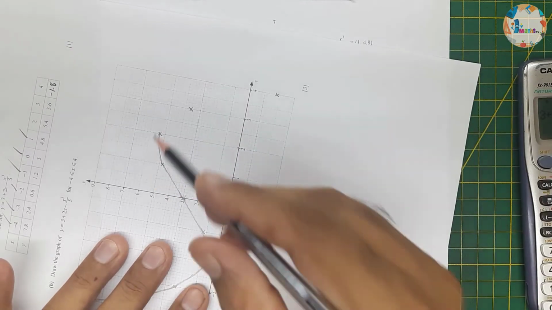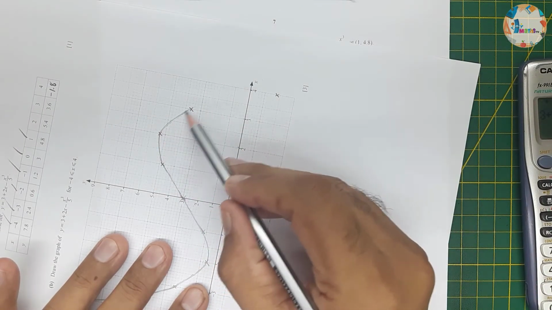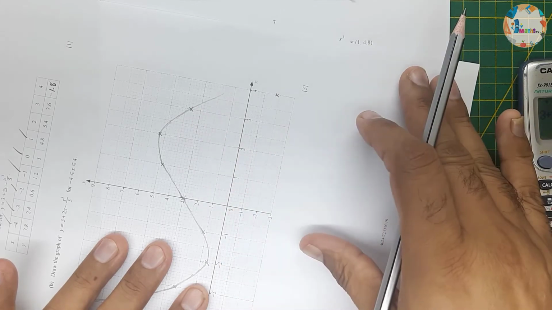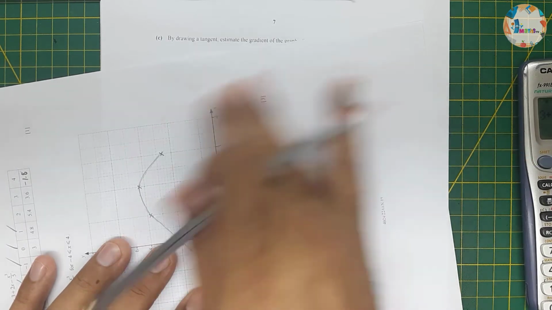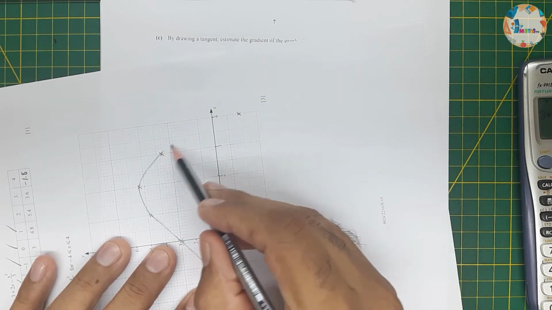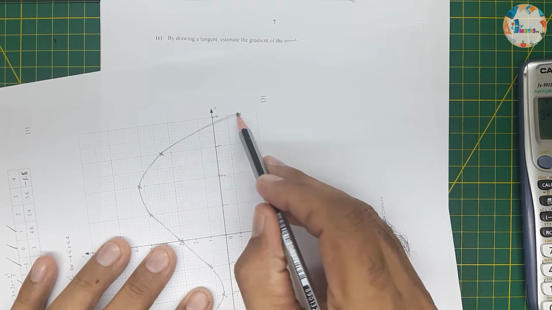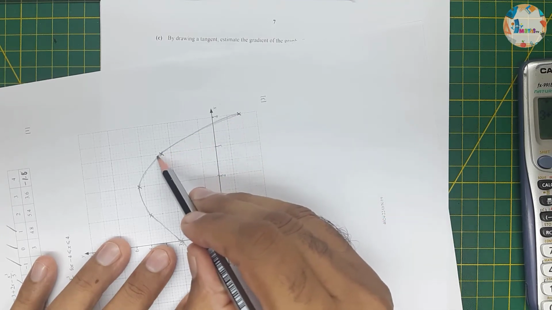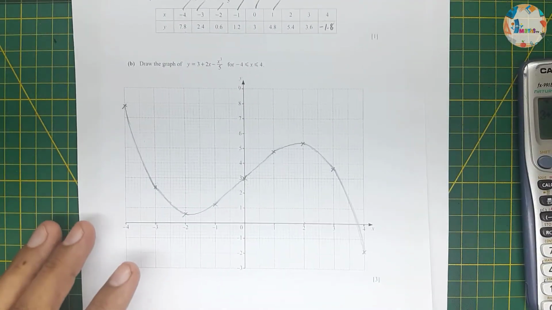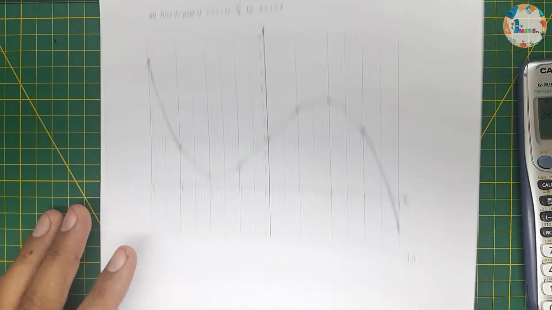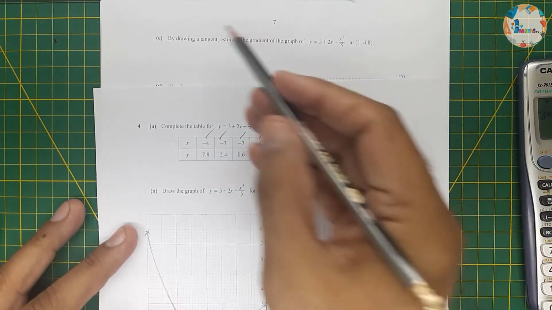So this side will be curving to, basically we have to go to this point, so we'll be joining like this one. Hopefully you understand this. So this is almost like a smooth graph which we have drawn, and after drawing this one, the next part is C.